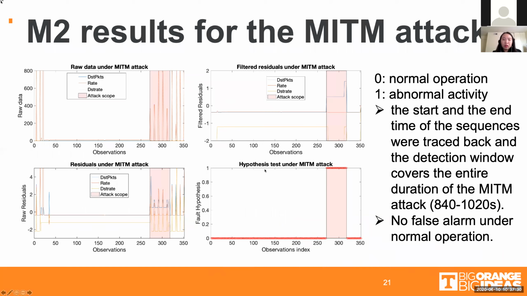So now let's look at the results from module 2, which applies unsupervised learning on the network flow data. This is the raw data under the man-in-the-middle attack, and this pink block is the duration of the attack. We can see from the raw data, we can't distinguish the cyber attack and the normal operation because they kind of look the same. And then after we apply the machine learning algorithm and apply a filter, we can see that the model picked the cyber attack perfectly here, and there's no false alarm. This sub figure shows the detection results, where one means it is attack and zero means it's a normal operation. So we can see the model gives a great detection.